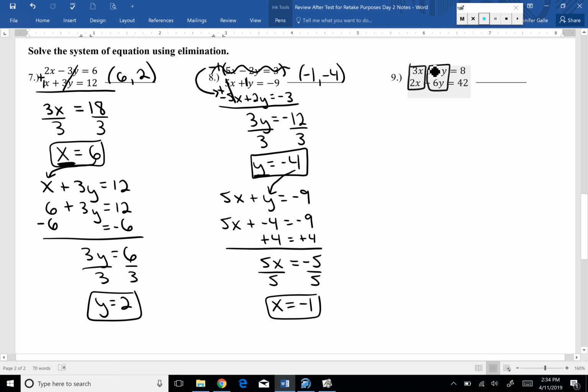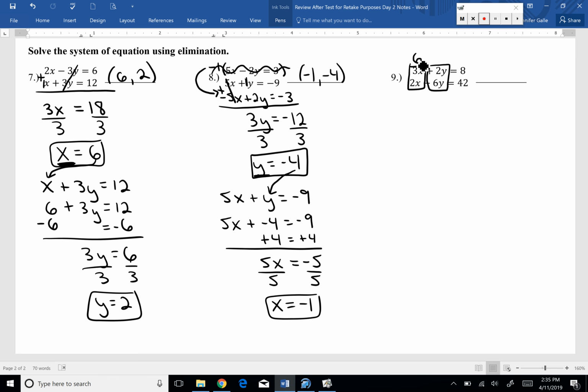So then I have to think about, well, what could I change those into to make them opposites? So if I look at the 3 and the 2 that are with the x, what could 3 and 2 both go into? 6. They could both go into 6. How about 2 and 6? What could they both go into? 12. I could do 12.